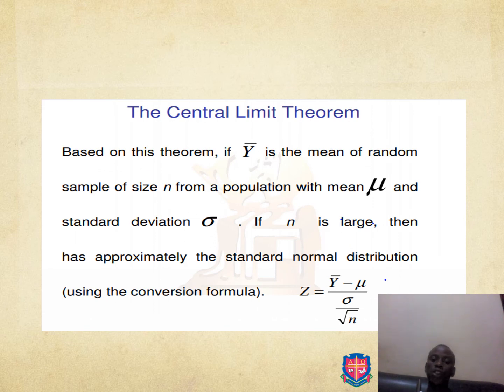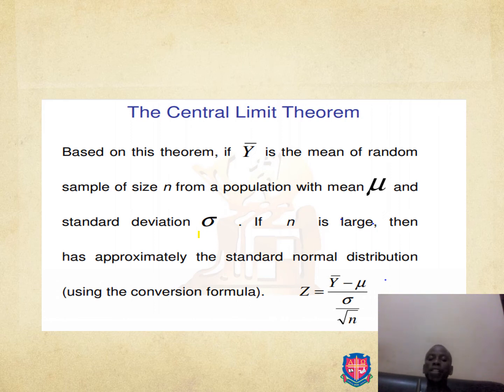Yeah, we are still continuing the central limit theorem. So based on this theorem, if y bar is the mean of a random sample of size n from a population with a mean mu and a standard deviation sigma, if n is large, then it is approximated by the standard normal distribution, and there we can use the normal conversion formula to get the z.